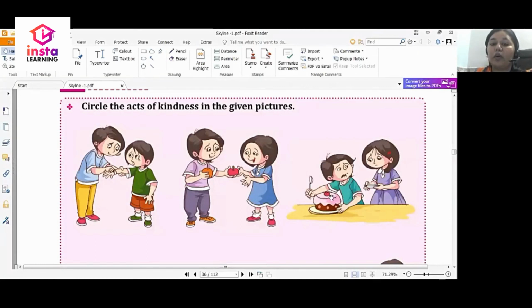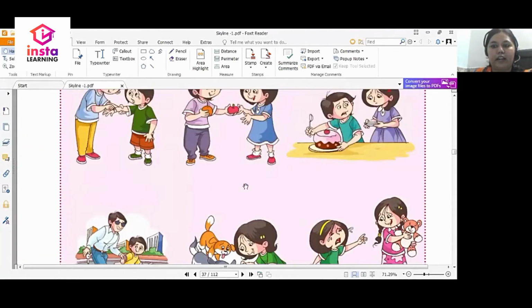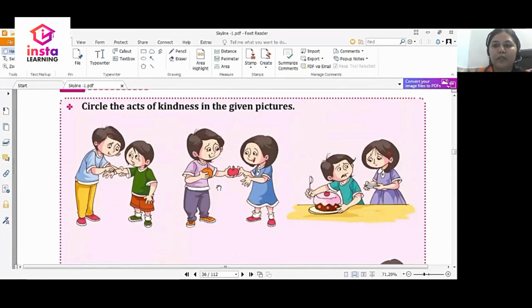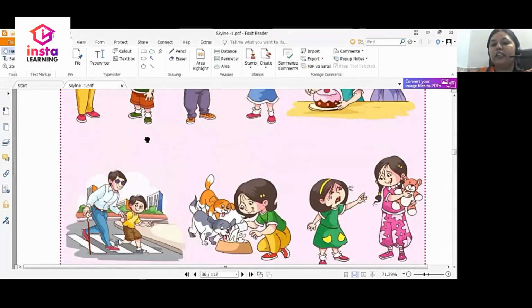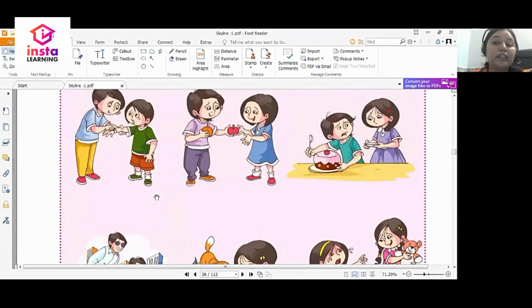And before we start reading this poem, let us have a look at a small activity. In this activity, you will actually understand what kindness is. Most of us know what is being kind, but let's go through this activity. You need to circle the acts of kindness given in the picture. You can see that there are 6 pictures given here, and you need to tell which of them is an act of kindness. First of all, let me tell you, what does it mean to be kind?